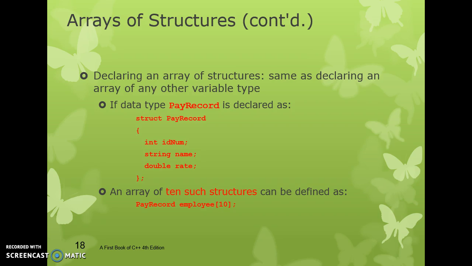If the data type pay record is declared, for example, you have struct pay record with 3 members: int ID num, string name, and double rate. Therefore, you can then define an array of 10 such structures by putting a number toward the end of the structure name. For example, you have pay record employee, which refers to all the structures of pay record, and you have 10, and you end with a semicolon.